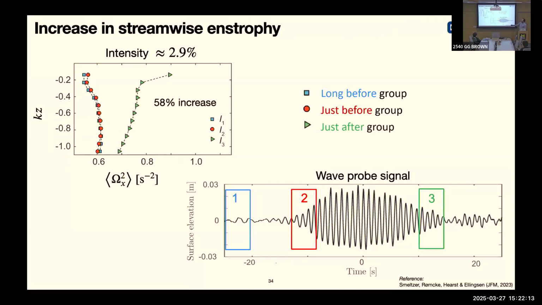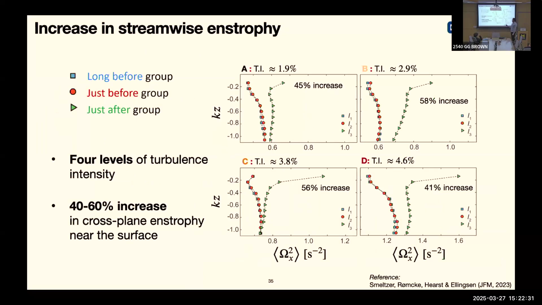And what we see is that the streamwise vorticity has increased by 58%. So that's a quite substantial increase in the vorticity, and that has only happened because we passed waves over. So now the question is, if we put a different amount of turbulence in the water to begin with, does this still happen? And the answer is basically yes.